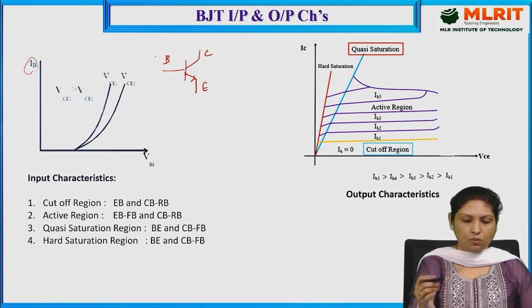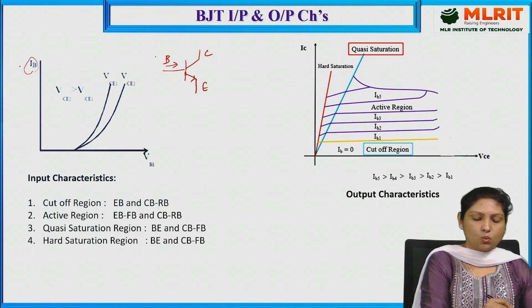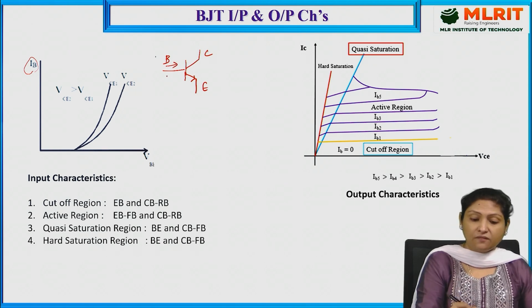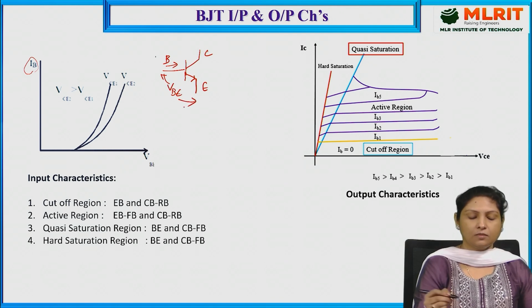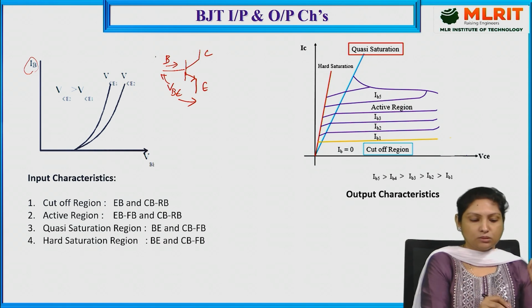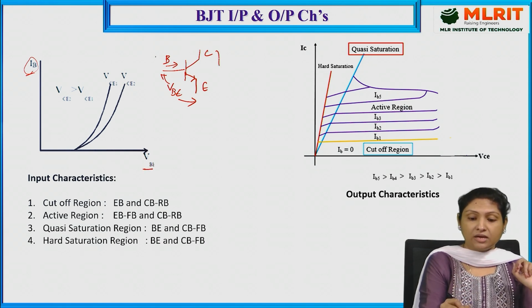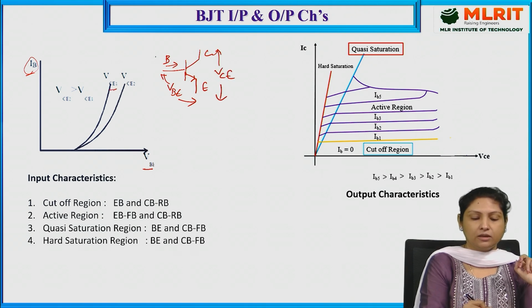So here what we are doing is, this is the input current IB versus the input voltage VBE. So the input characteristics is the graph of IB versus VBE, maintaining the output voltage, that is VCE, constant. VCE is maintained constant.